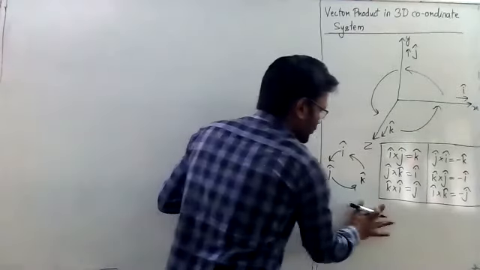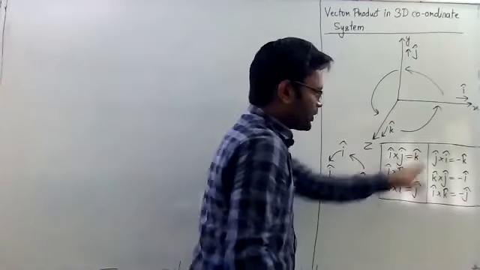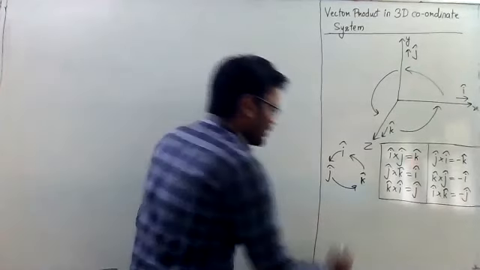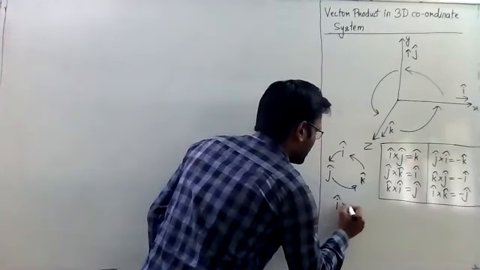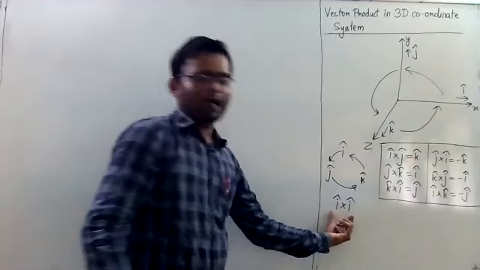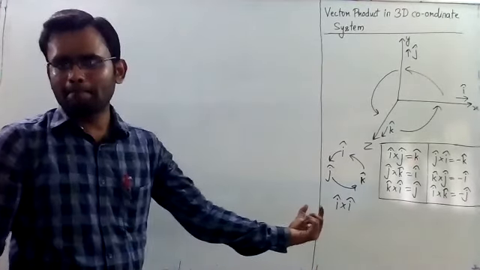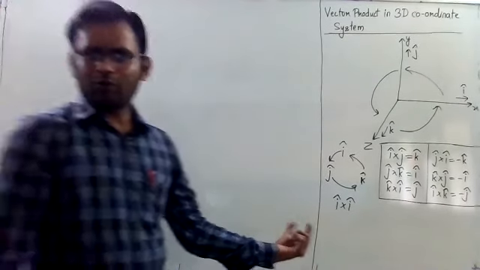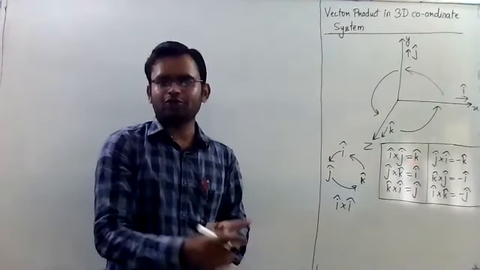Now, I have taken all the possible combinations. Just one combination is left. What is that one combination? If I am having i cross i, what is the value? Can you tell me? 0, parallel, theta 0, sine 0 is 0.